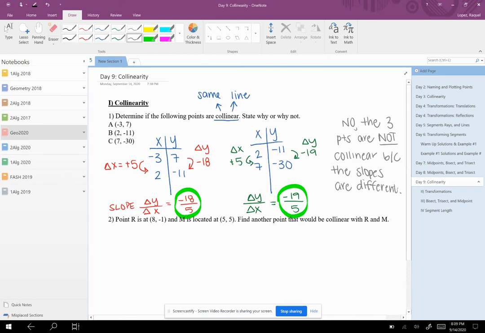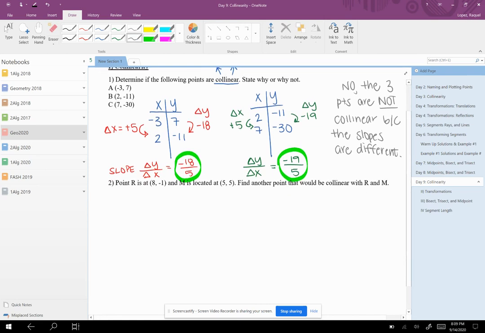Okay, so now let's take a look at a different kind of asking this question. Point R is located at 8, -1, and M is located at 5, 5. The question is asking us to find another point that's going to be collinear with R and M. So I'm going to go ahead and do the same thing. I'm going to put the 2 points into a table. And I'm going to put R at 8, -1 here. And here's my other point.